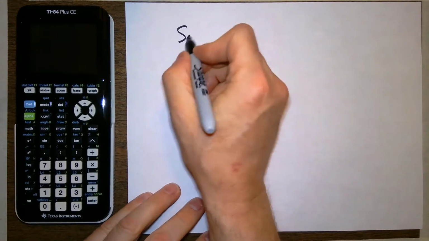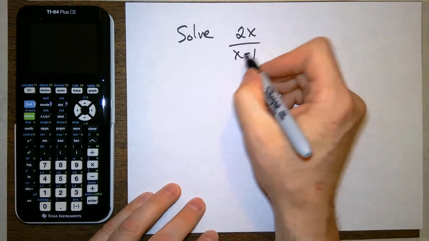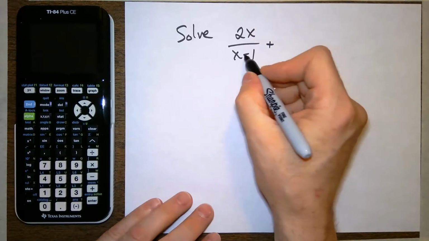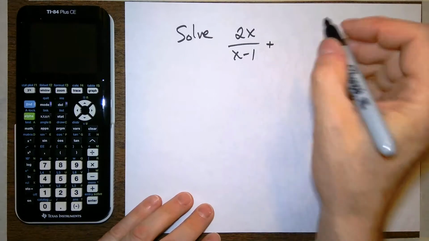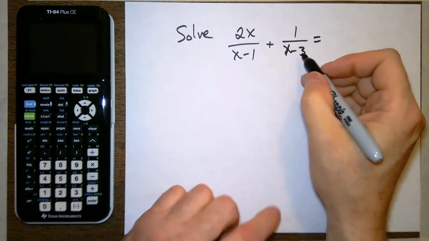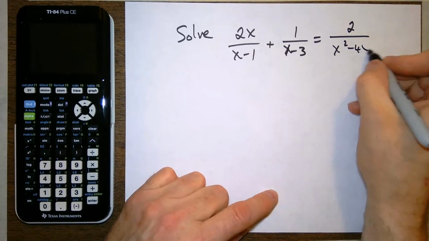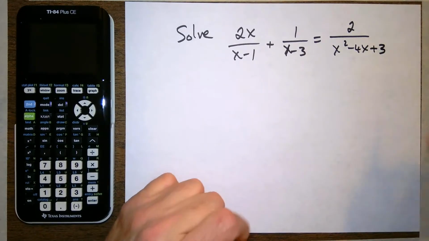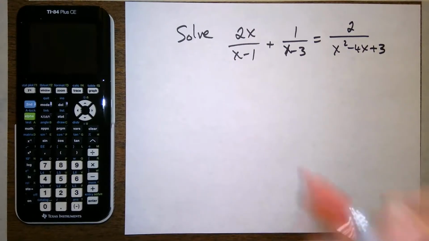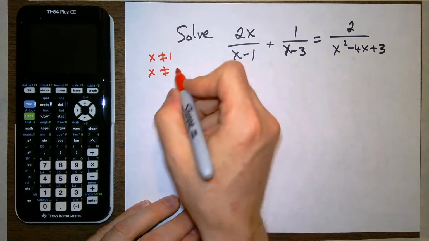So let's take a look at another example now of just dealing with a rational equation. Something like this. I want to solve 2x over x minus 1. Here we've got a domain restriction, an answer we can't have. Over 1 plus 1 over x minus 3, and here's another one we can pick up, equals 2 over x squared minus 4x plus 3. So it should jump out at us that we've got domain restrictions, that x is not allowed to equal 1 and x is not allowed to equal 3.